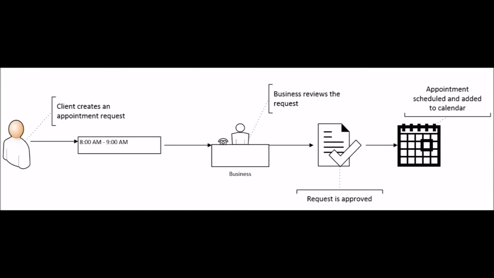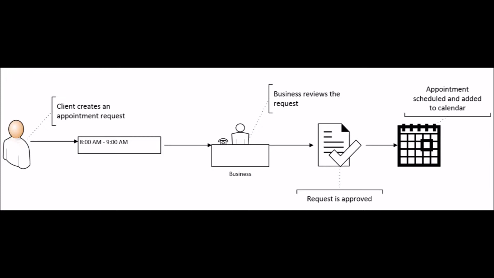The way PetCloud works is clients are allowed to request appointments, and it's up to the owner or the admin to either accept, edit, or reject the appointment. Looking at the flow over here, a client can make a request, and the business receives the request and decides to accept, edit, or reject it. Once a request is accepted, it gets put on the calendar for both the client and the staff member who's going to service the request.